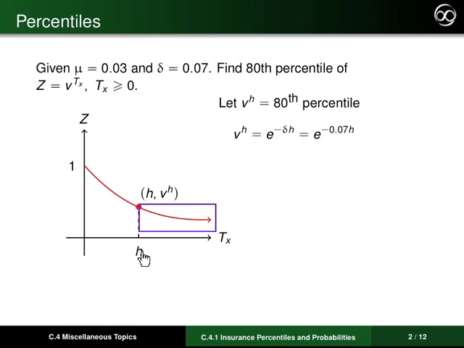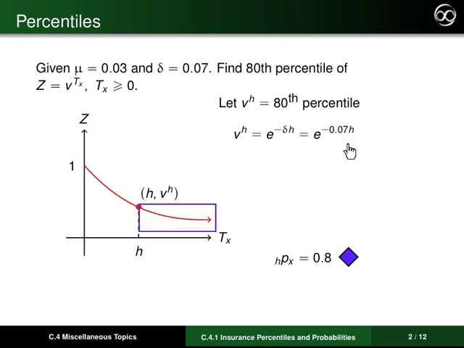What was the probability of that? That was simply HPX. So HPX must be equal to 80%. So now I can use this equation to find h, plug h back into here. That will give me my 80th percentile. So let me go through that one more time, just because I know it's very confusing for students.